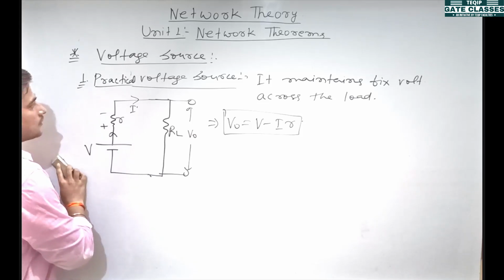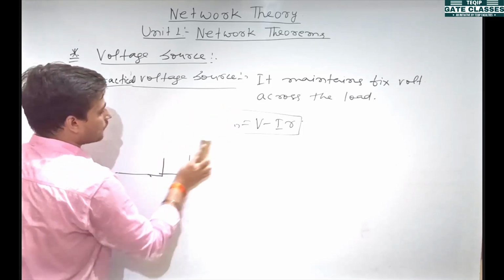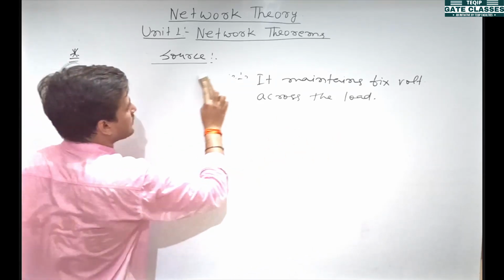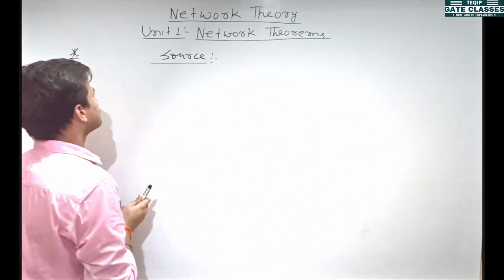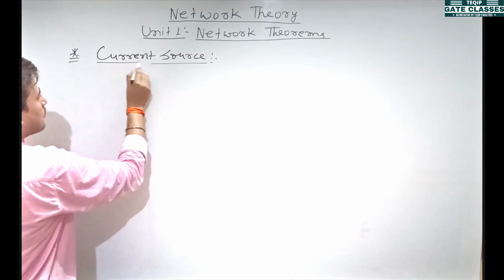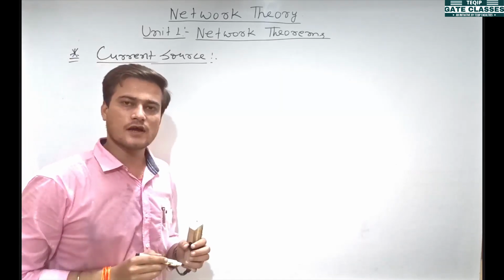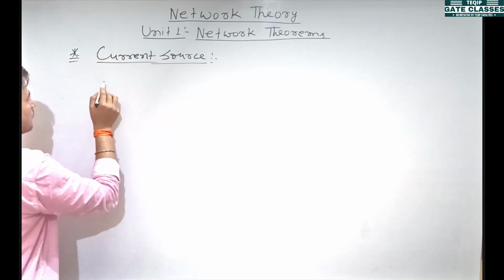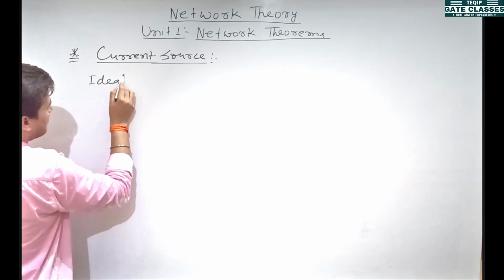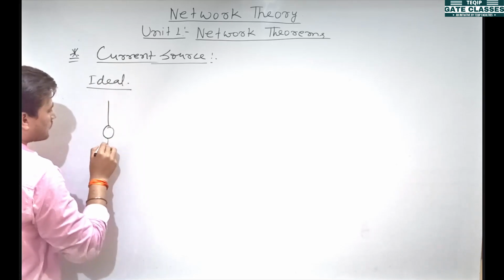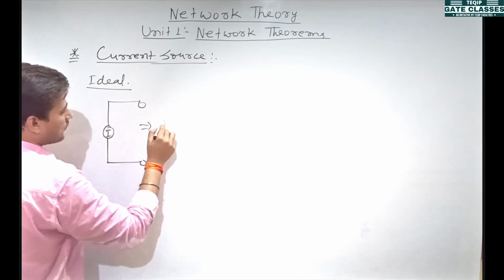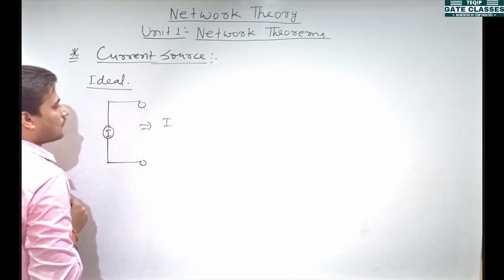Clear? So this is all about the practical voltage source. Next, come to the current source. What is the role of the current source? It maintains constant current in the circuit. So first discuss the ideal current source. See, this is the circuit. So here, what will be the value of current?